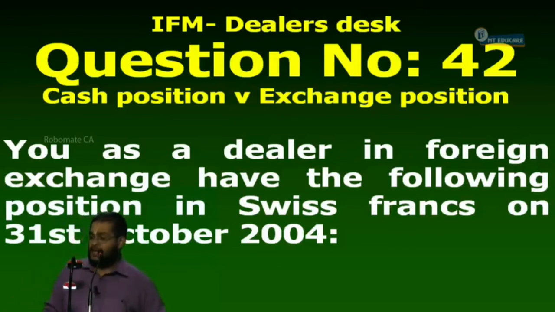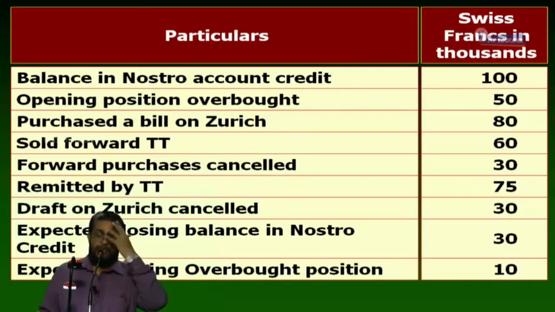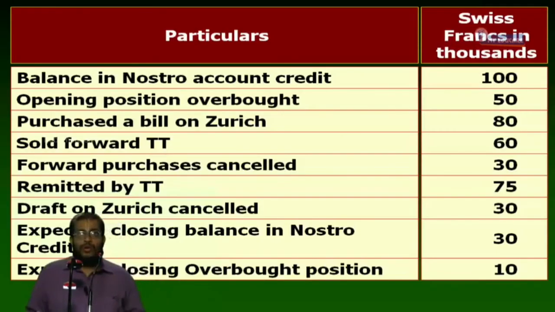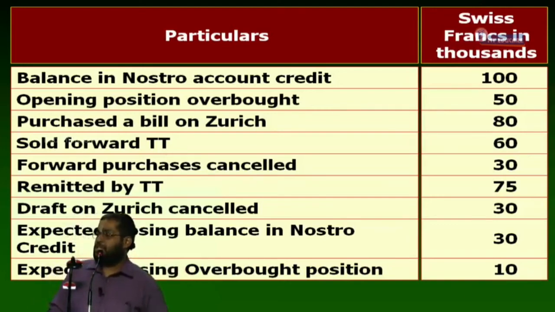You, as a dealer in foreign exchange, have the following position in Swiss francs on 31st October 2004. Balance in Nostro account, credit 100. Positive or negative balance? Positive balance. Passbook credit means what? Positive, no? Same way. Opening position overbought 50.